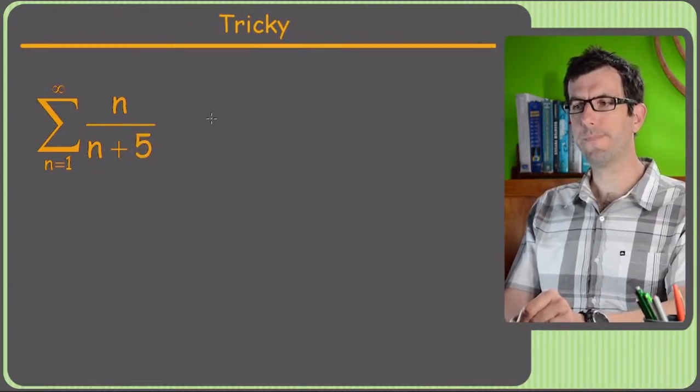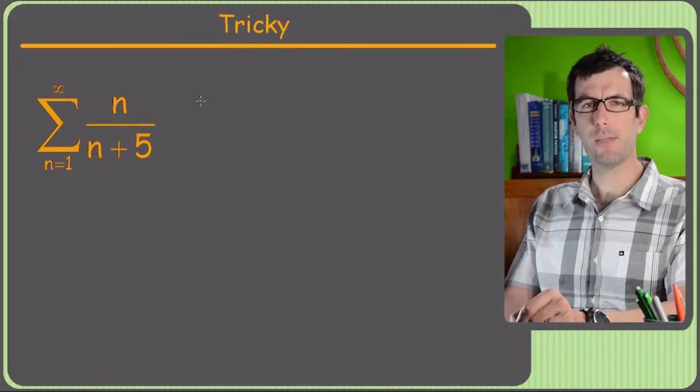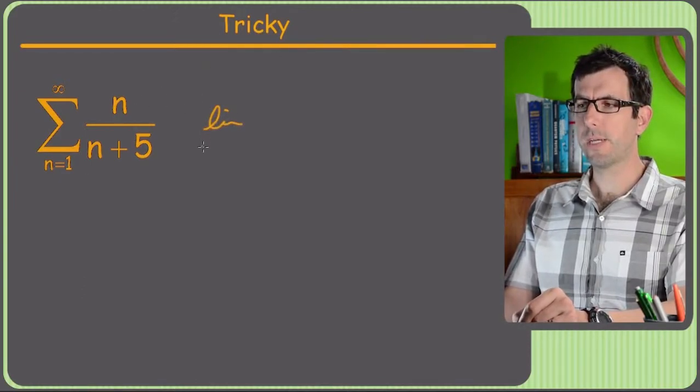All right, tricky one. I know it's tricky because it says tricky. It looks pretty straightforward though, doesn't it? So let's see why it's tricky. Limit as b approaches infinity.